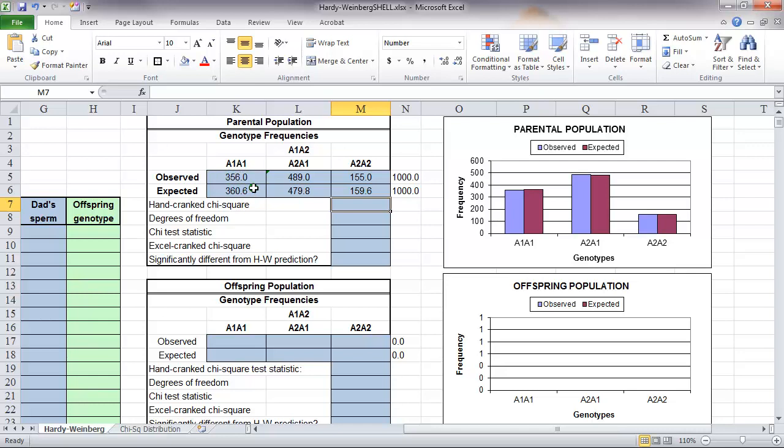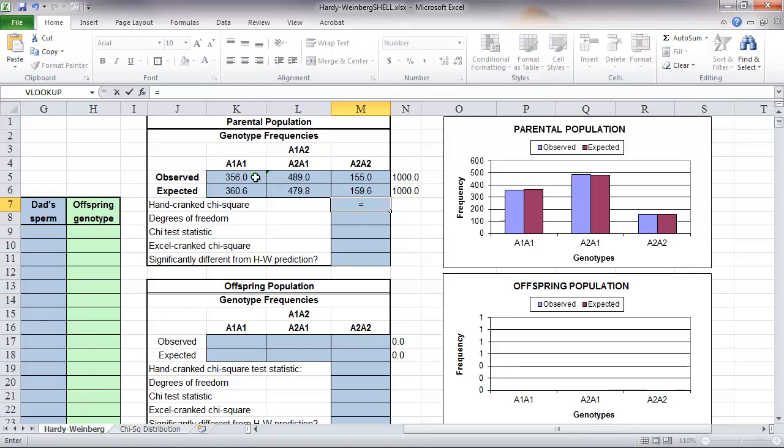We then take the difference that's squared and divide it by the expected result. And then we move on to the next column and do the same thing: observed minus expected, squared, divided by the expected. And then the third column, observed minus expected, squared, divided by the expected. So that's what we'll be entering in cell M7.